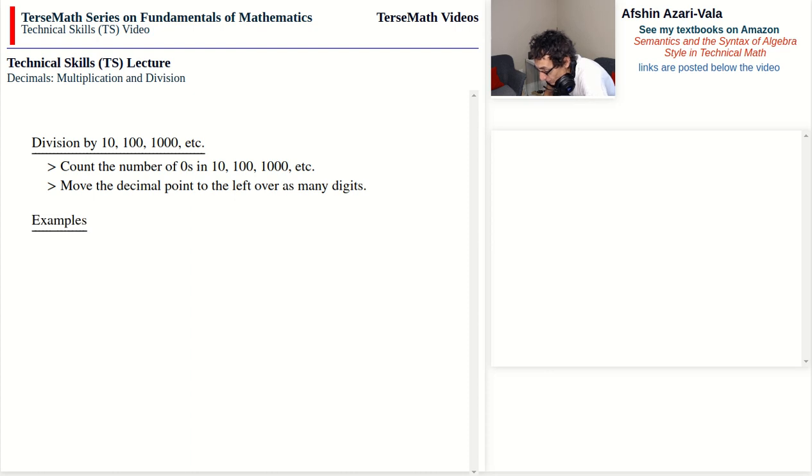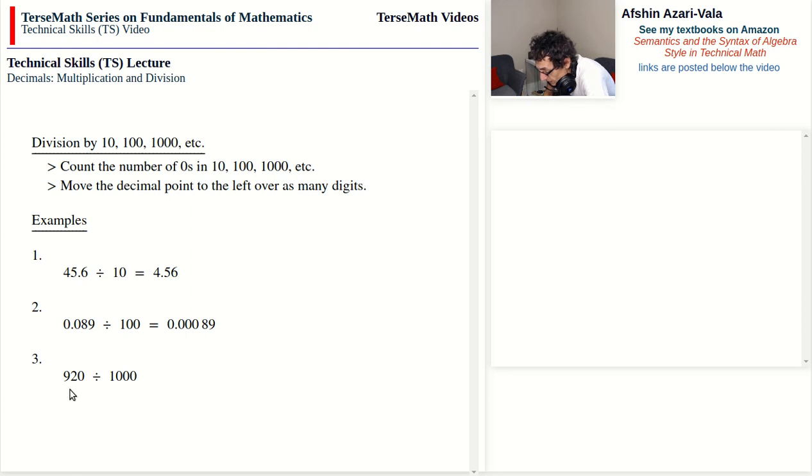Okay, so as examples, number 1, 45.6 divided by 10, we move the decimal point back over 1 digit and we get 4.56. Number 2, 0.089 divided by 100. The decimal point moves back over 2 digits and we end up with 0.00089. Number 3, 920 divided by 1000.